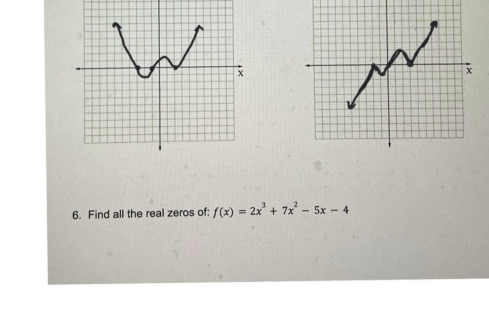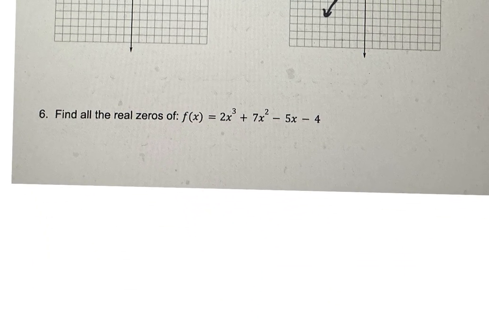All right, let's go to number 6. Find all the real zeros. We've done this a lot now. We can start by making a list: factors of the last over factors of the first. Factors of 2 are 1 and 2. The factors of 4 are 1, 2, and 4. So I'm going to put 1, 2, and 4 over 1. Then I'm going to put 1 over 2. 2 over 2 is already there. 4 over 2 is already there, so that's my list.